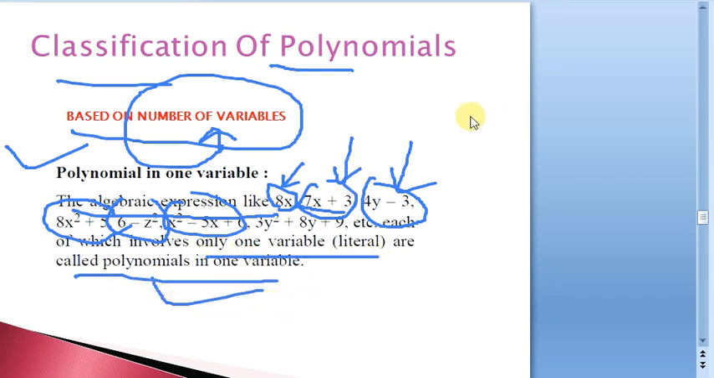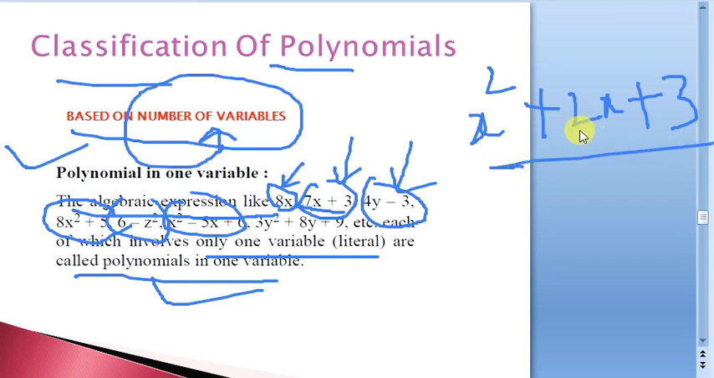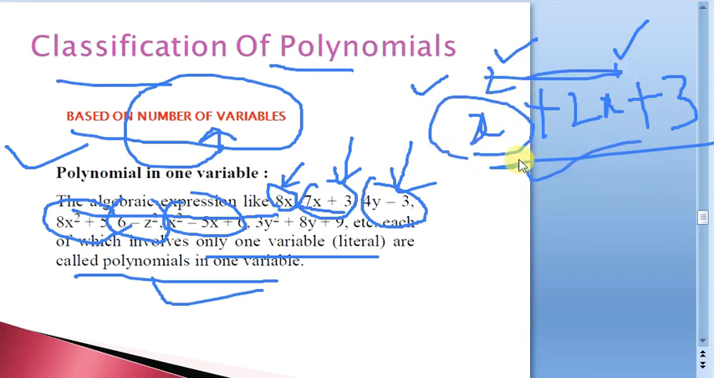Suppose I say x square plus 2x plus 3. This is going to be a polynomial. Why? Because first of all it is an algebraic expression, and since the powers are whole numbers, it is a polynomial. And I have only one variable, that means only one letter, x. So it is going to be a one variable polynomial.